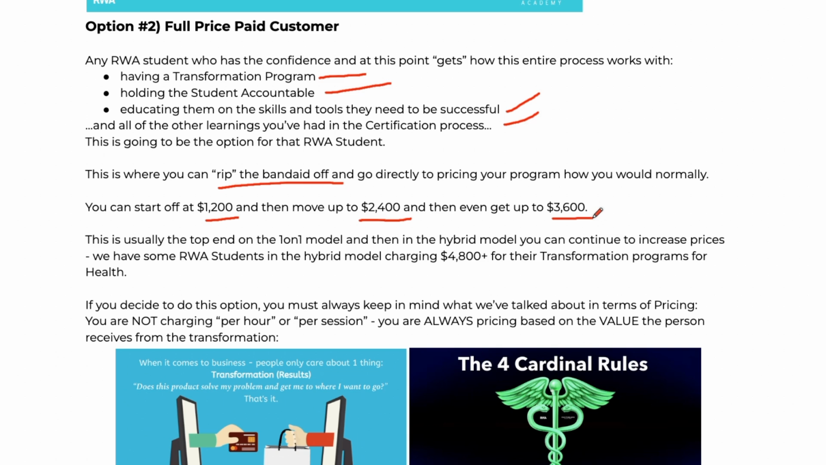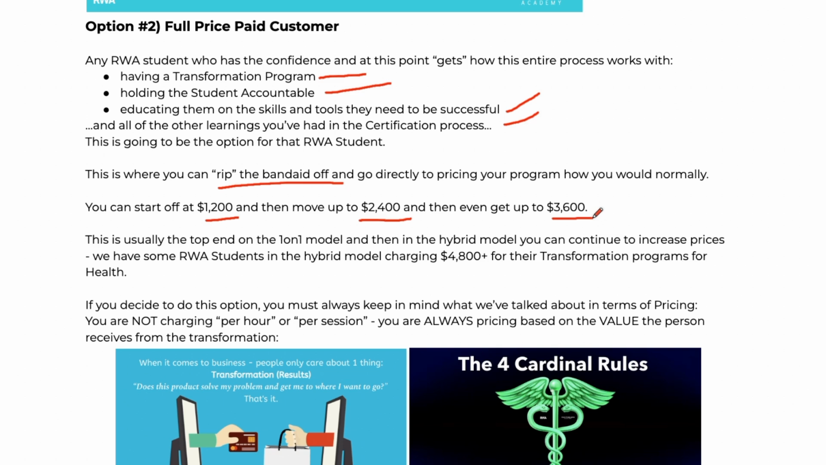And so the reason why we don't teach beginners to go out there and rip the Band-Aid off and do $3,600 programs is because it's going to become an obstacle. And remember, the biggest thing we're focusing on right now is momentum. Action alleviates anxiety. So you've got to pick a price point. If you're going to have paid students, you've got to pick a price point, and it's okay to start off low if that's what it takes for you to get momentum.